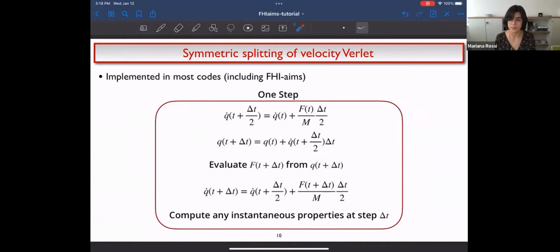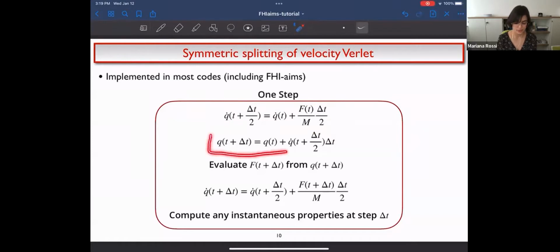And I will tell you in the end of this talk some books you can look at for detailed derivations of this type of schemes. So how does it look like? Well, you first evolve the velocities for step delta t over 2, as I showed in the previous slide.